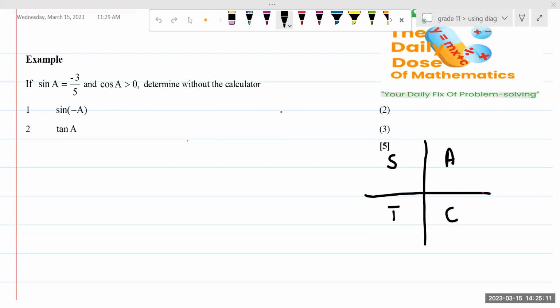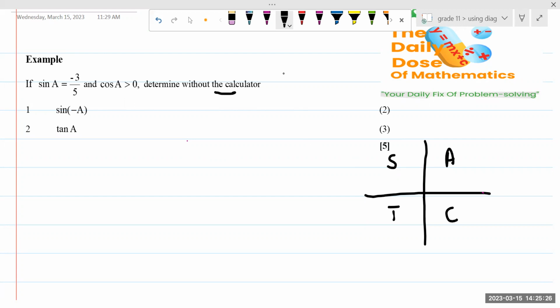So they're saying we should determine without the use of a calculator. Now, if they're saying determine without the use of a calculator, they mean go and determine with the aid of a diagram. We are going to use the diagram. The diagram that you are using, Angel, is a right angle triangle.